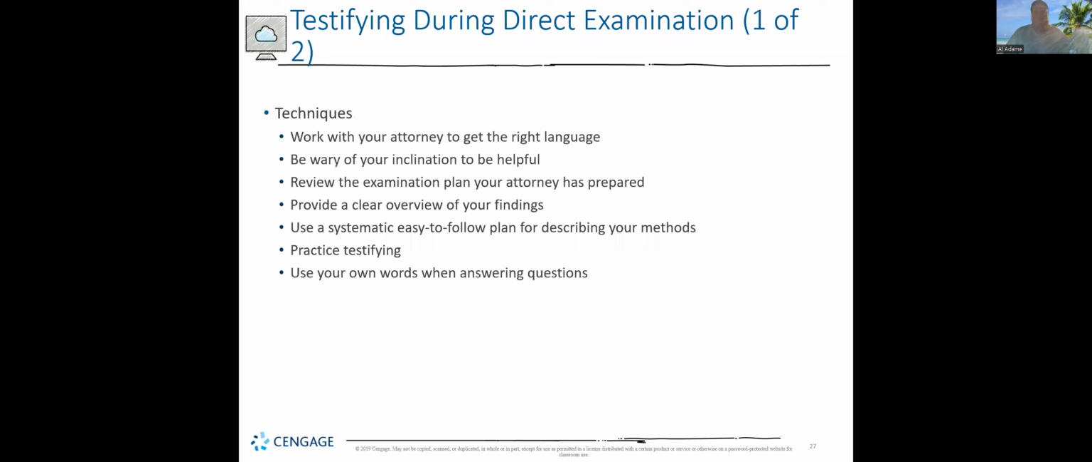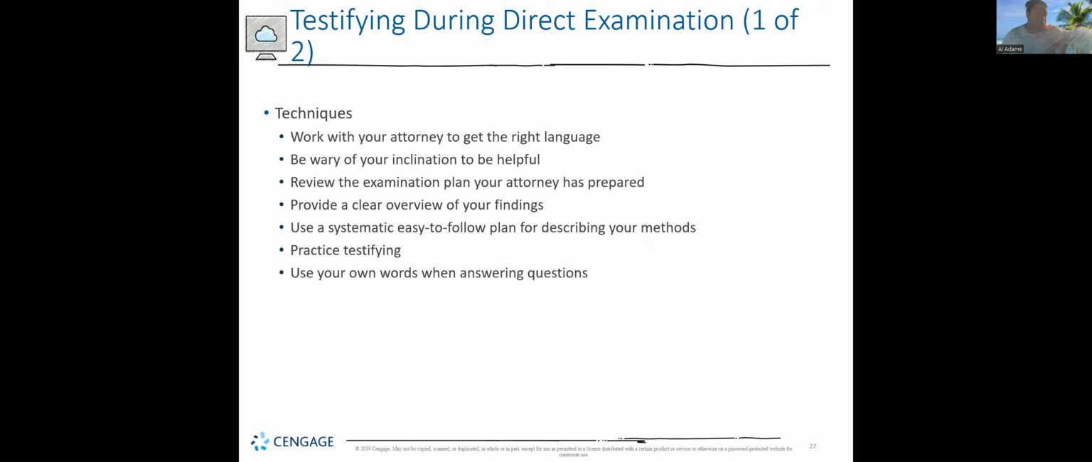Techniques during direct examination. Work with your attorney to get the right language. Be wary of your inclination to be helpful. Review the examination plan your attorney has prepared. Provide a clear overview of your findings. Use a systematic, easy-to-follow plan for describing your methods. Break it down: A, B, C, D, and E; 1, 2, 3, 4, 5, etc.